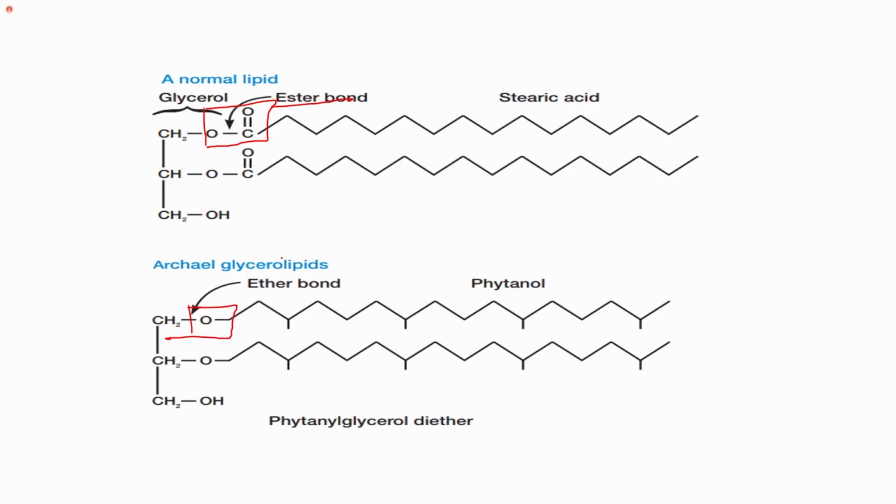So in archaelipids, glycerolipids, we have ether bonds. This ether bond provides more flexibility and more resistance to harsh environmental conditions like high temperature, salinity, pH, etc. So it is really important that the lipids of the archaebacteria contain the ether bond. This is a major distinction point between the archaelipids and the normal bacterial lipids: they have ether bonds while the normal bacteria have ester bonds, right?